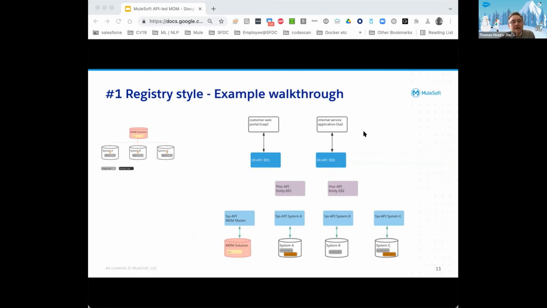So first of all, here is a first overview of the API layers we have. The experience APIs I already mentioned. And for every system we have in that game, we have system APIs. So systems A, B, and C have their own system APIs, as well as the MDM master. MarkLogic, for instance, can well fit into that. We have a MuleSoft connector. MarkLogic built a connector for MuleSoft, which you can easily use to integrate and build a system API on that level.